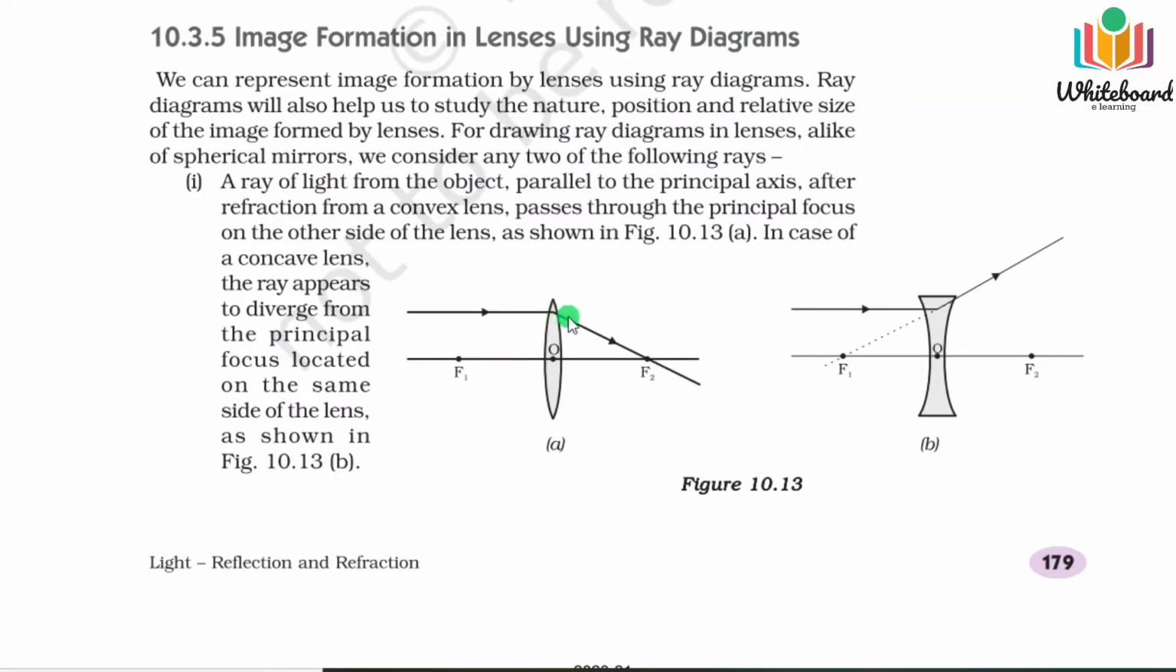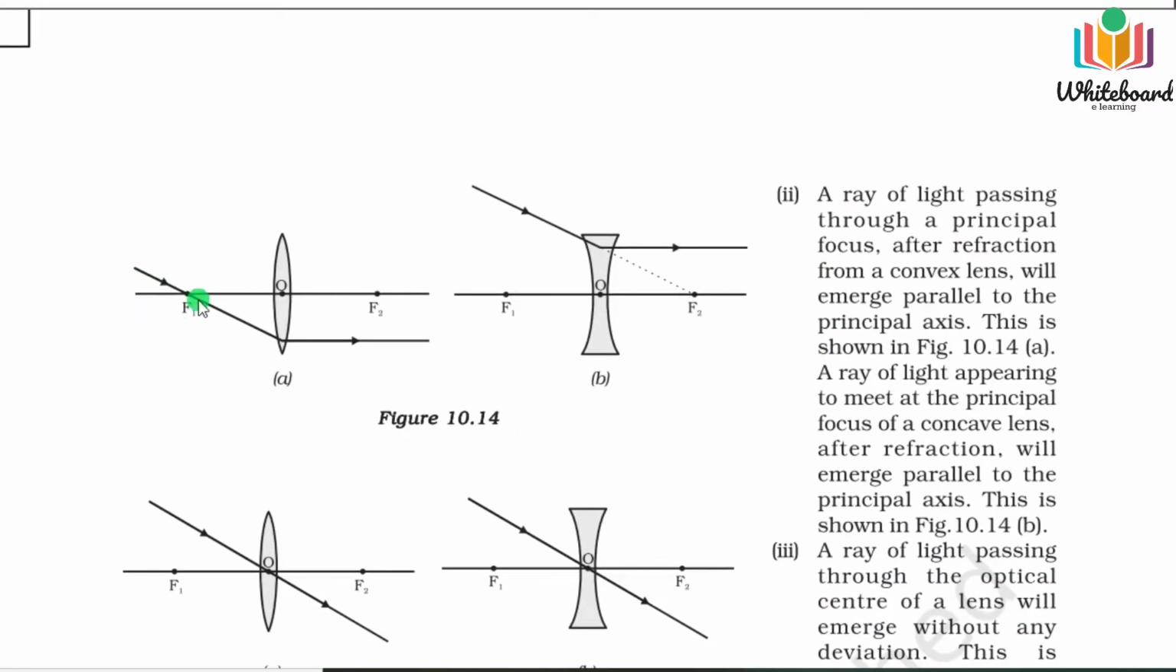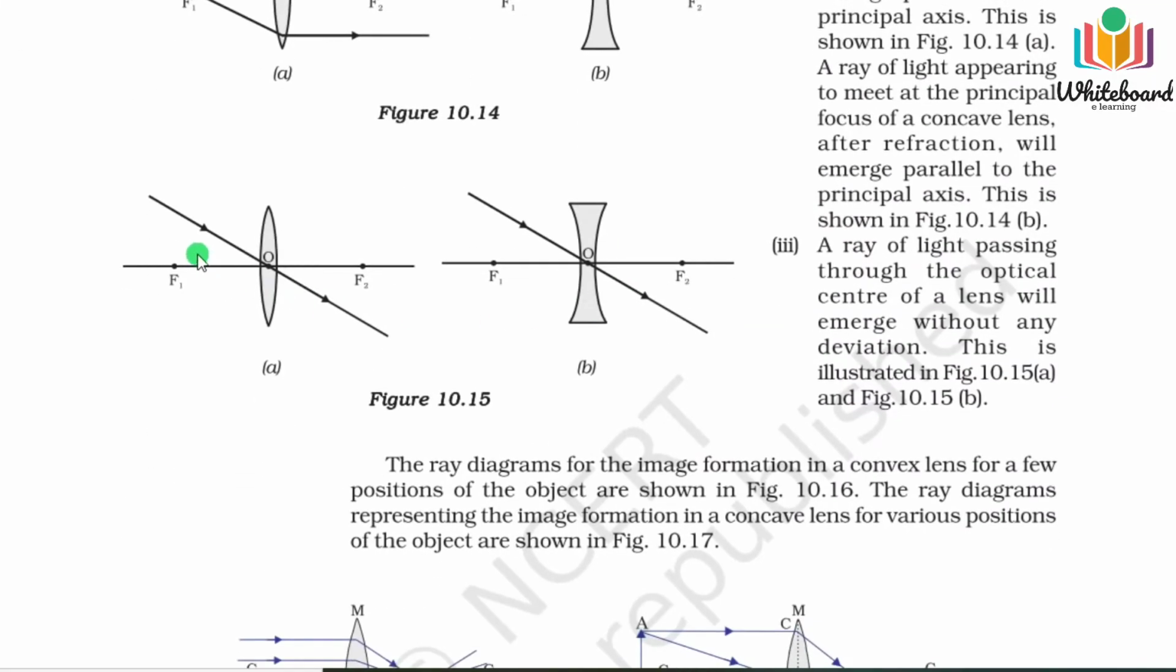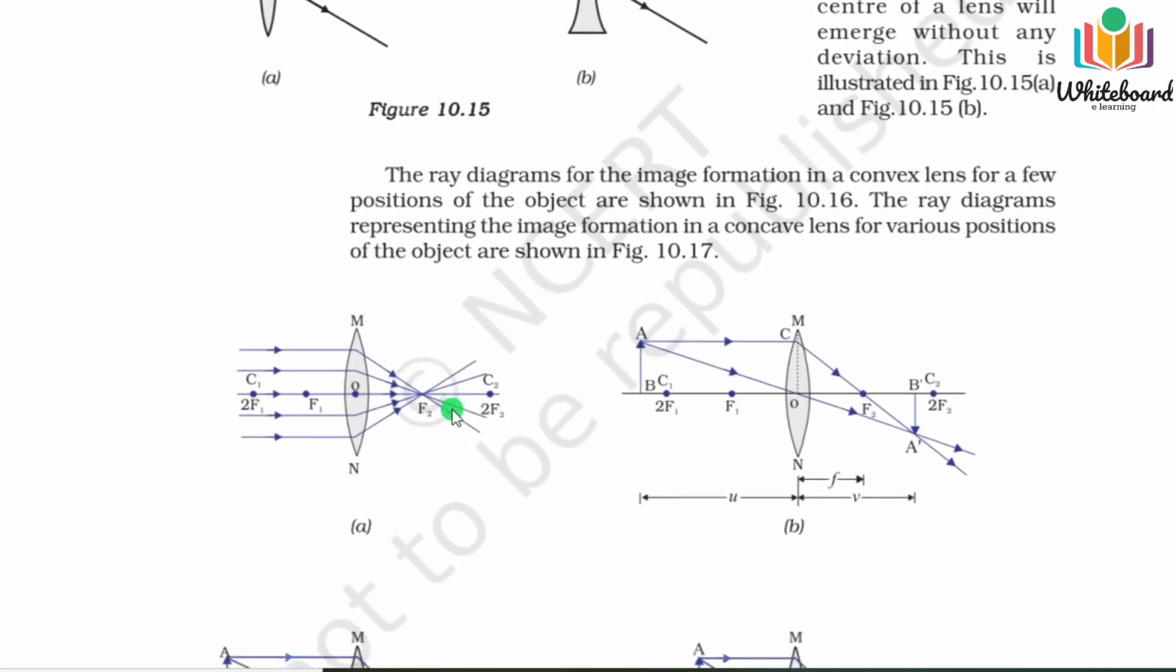Parallel rays, after refraction, will be divergent and seem to come from f1. A ray passing through f1, after refraction, will be parallel to the principal axis. A ray that seems to pass through f2 will, after refraction, go parallel to the principal axis. If a ray is heading to the optical center, it will be undeviated. It will be the same for both cases.